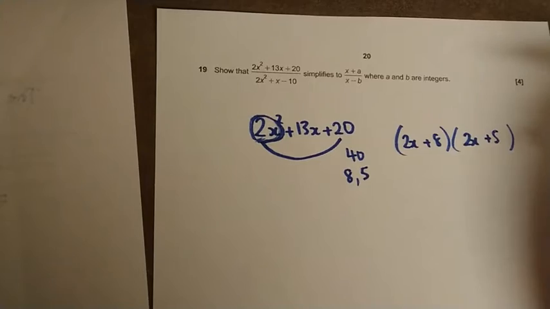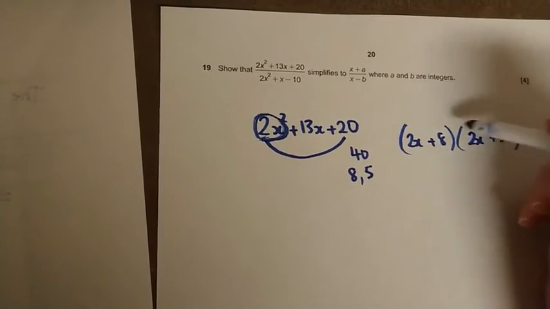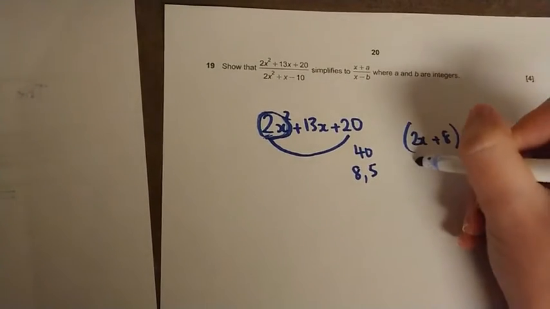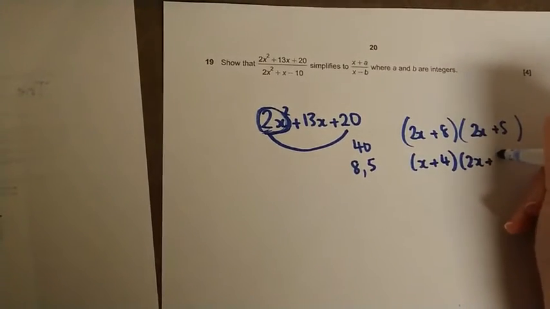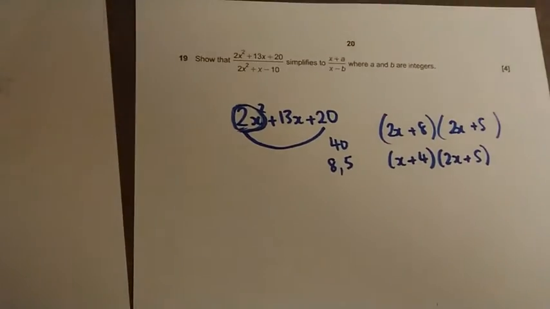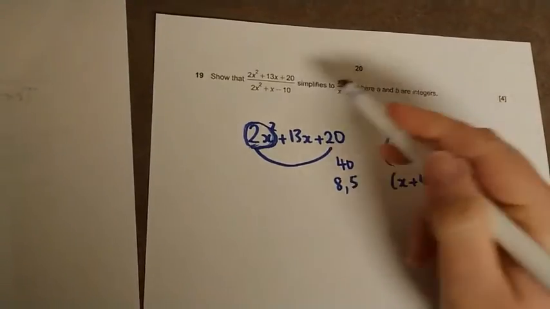Everything is positive. Check to see, can you simplify one of these brackets? Well, this one we can divide by 2. This one I can't do anything with, so that's going to stay the same. So that's going to be the top of the fraction.